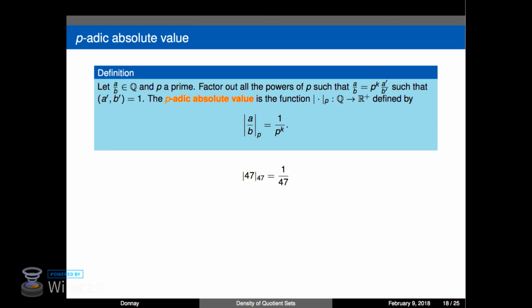So let's do a few examples. The 47-adic absolute value of 47 is 1 over 47, because there's 1 power of 47 living inside 47. Similarly, for 47 to the 5th, we have 1 over 47 to the 5th, because there's 5 powers of 47 living inside 47 to the 5th. If we had 1 over 47 squared, which is a number that we would consider to be small, its absolute value is actually bigger because of the reciprocal. And then finally, if we had chosen the 3-adic absolute value instead of the 47-adic absolute value, we would have found that the 3-adic absolute value of 1 over 47 squared is 1, because there's no powers of 3 living inside 1 over 47 squared.